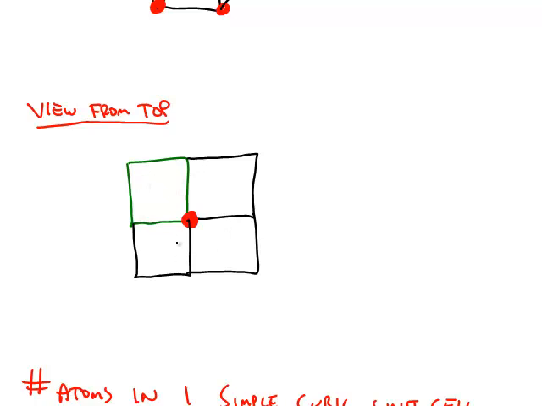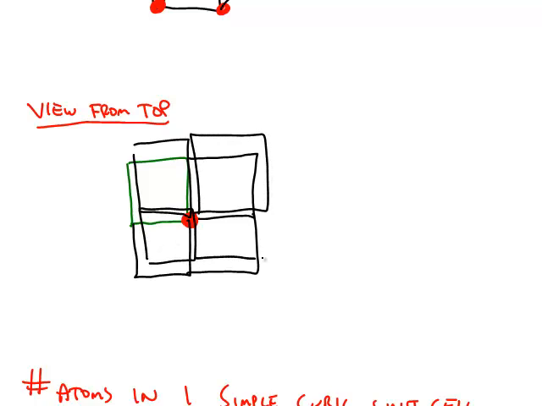These 4 that we can see would be touching the bottom part of that red atom, and then there would be another set on top of that: top, bottom, left, and right. So there's a total of 8 unit cells that touch that atom on the corner.